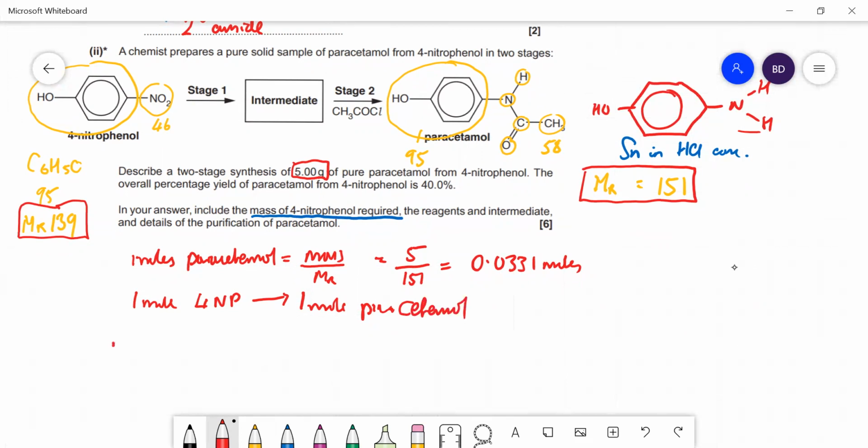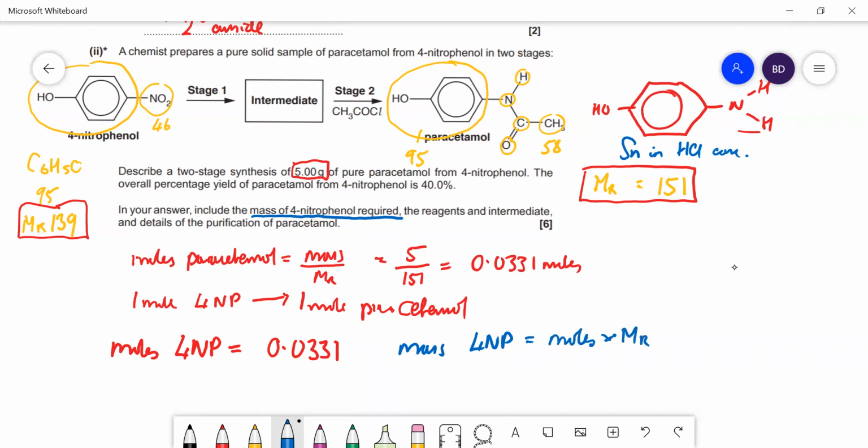Okay, so the number of moles of 4-nitrophenol we need is the same. So I'm going to do the mass of nitrophenol we need now. We're presuming 100% yield at the moment, then we'll do the 40% bit afterwards. So the mass of nitrophenol is going to be moles times MR. So that's 0.331 multiplied by the MR of that, which was 139. That is equal to 4.6026 grams.